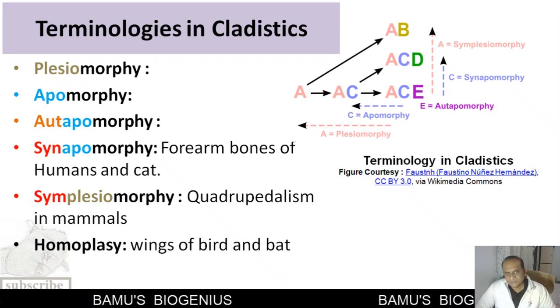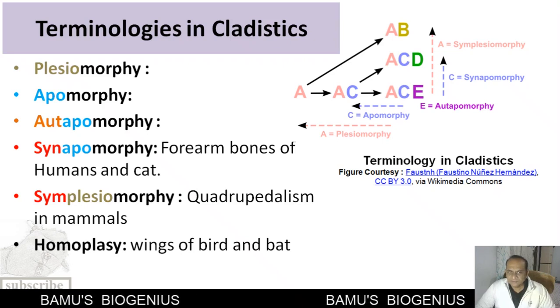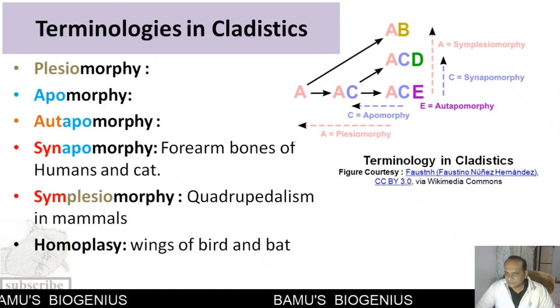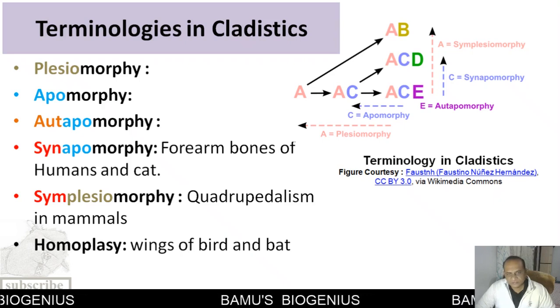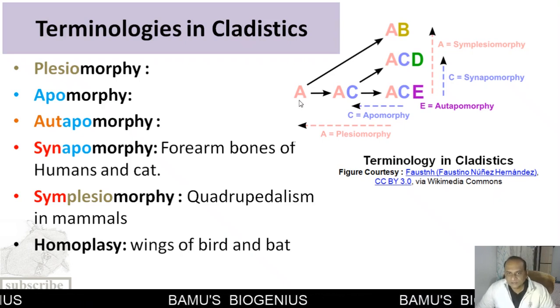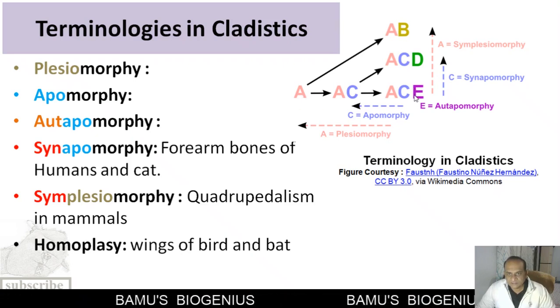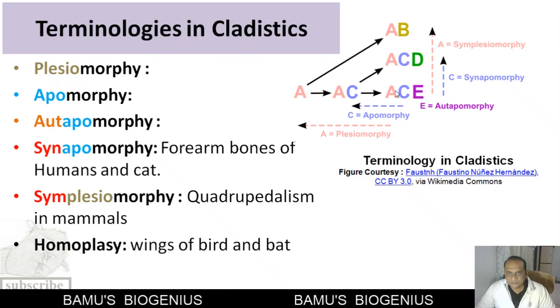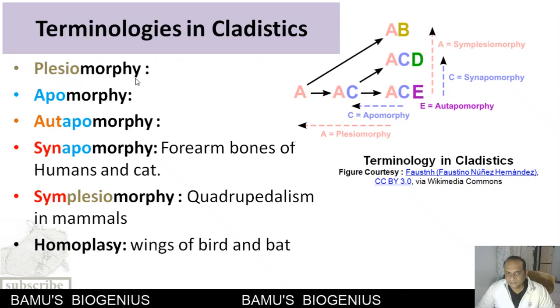Now we will discuss the terminologies in cladistics. First is plesiomorphy. A plesiomorphic character is a character which is present in the ancestors, a primitive type of character. You can see here this A is an ancestral character, because all these taxa show this particular ancestral character A. In each and every taxon you will find the plesiomorphic character.